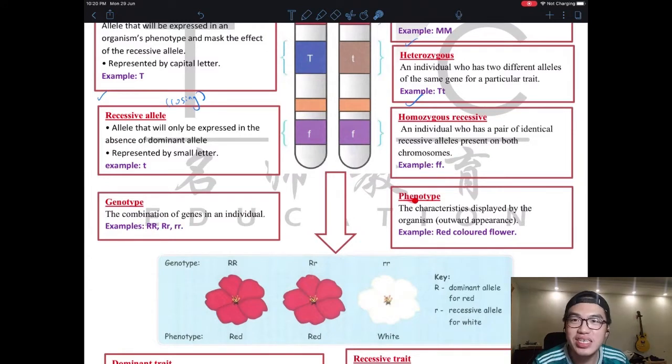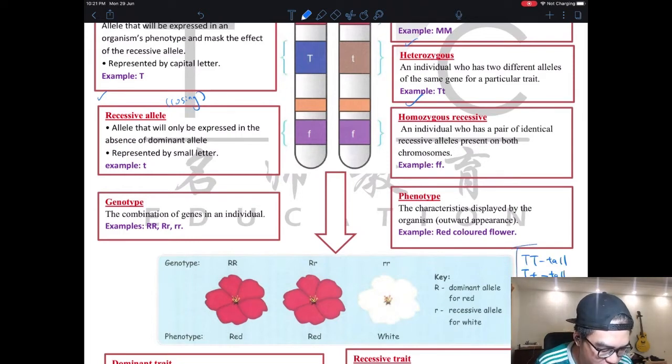Phenotype is what you can see. For example, big T is tall, big T, small t is still tall because I have a winning guy, and small t, I'm short. This is the genotype, and then this is the phenotype.